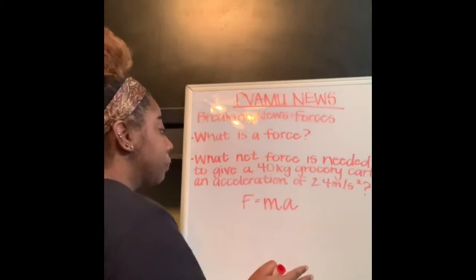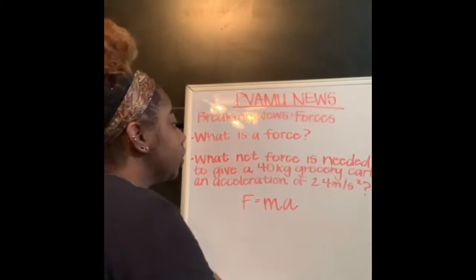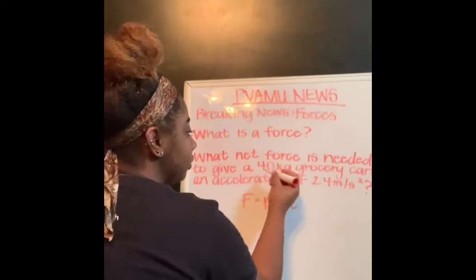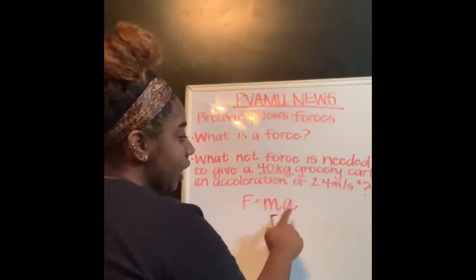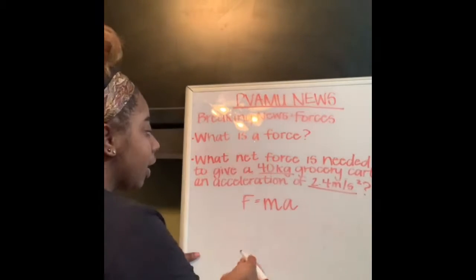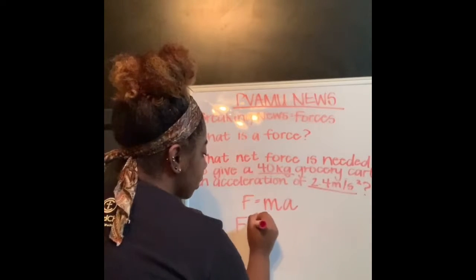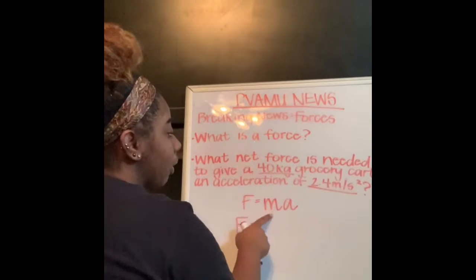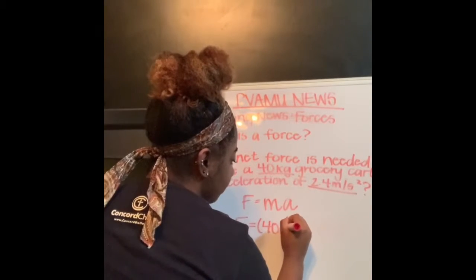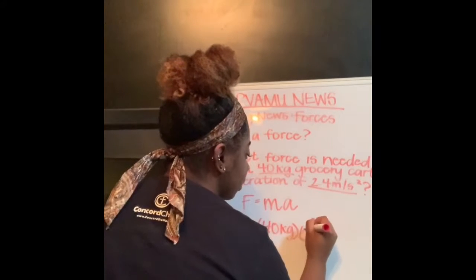Since we are talking about force, the formula for force is force equals mass times acceleration. Dissecting that word problem, we have a mass of 40 kilograms and an acceleration of 2.4 meters per second squared, and we're trying to find our force. Since we don't know what our force is, I'm going to just bring down the F. Our mass is the 40 kilograms, and our acceleration is 2.4 meters per second squared.